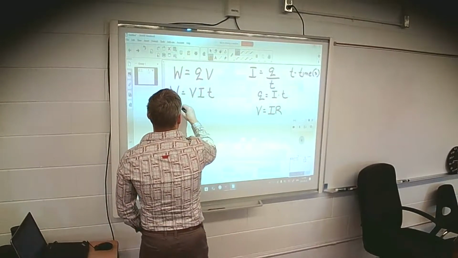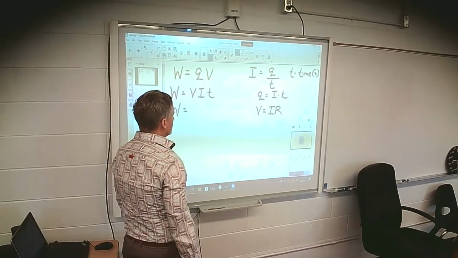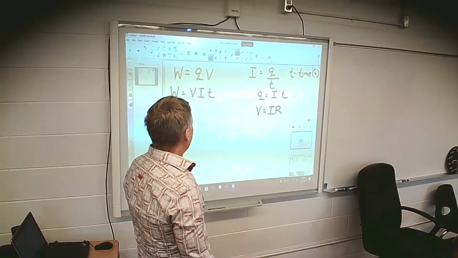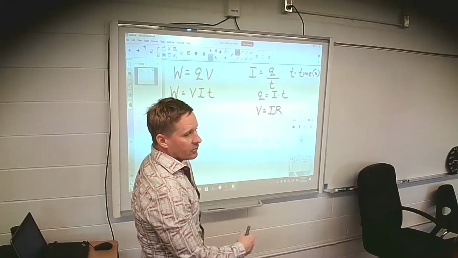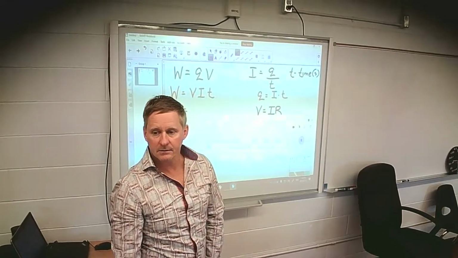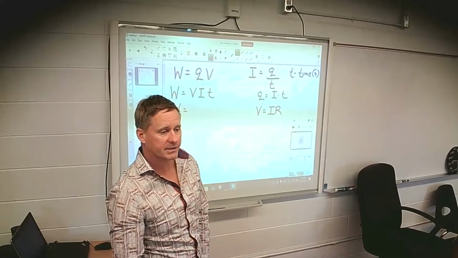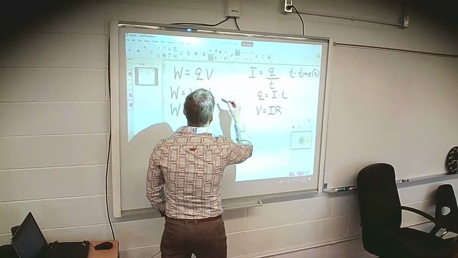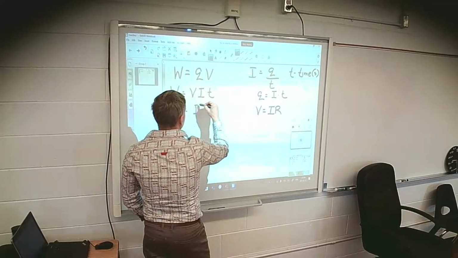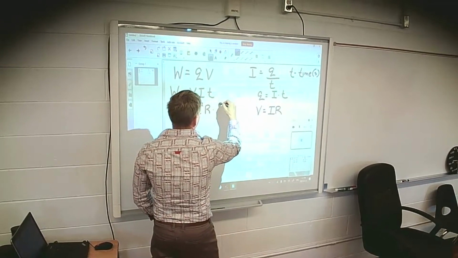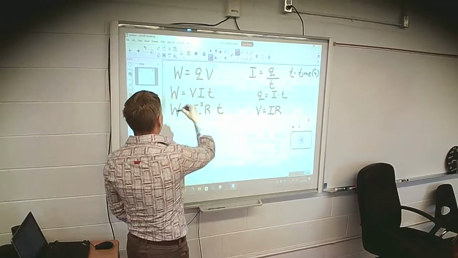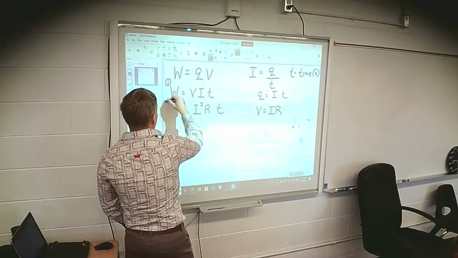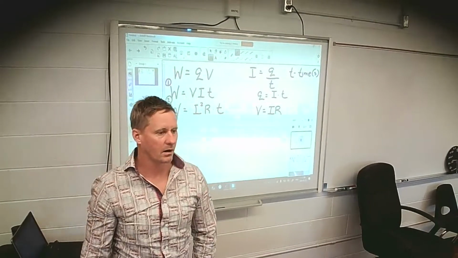So work is equal to V times I times T, and let's say I don't know what V is. Let's say I only know my current and my resistance. So I'm going to substitute IR in for V here. That's going to give me I squared RT. So there's equation number 2. Let's call that equation 1, equation 2 for work.